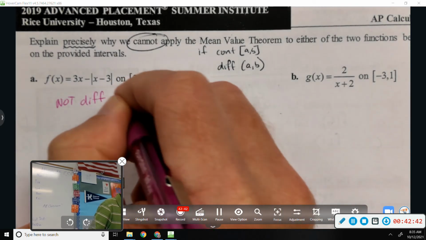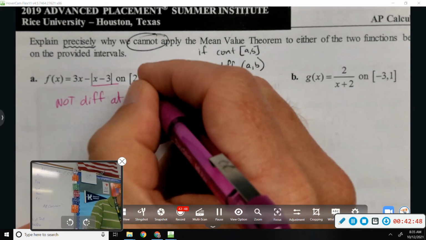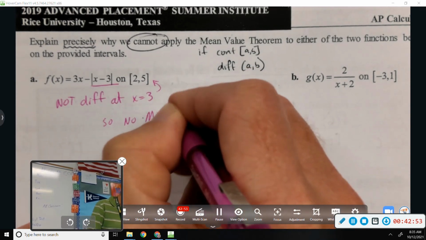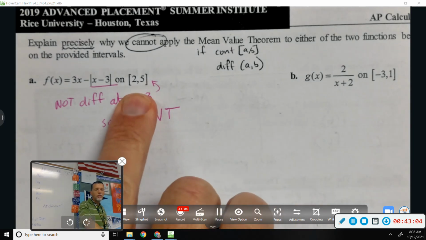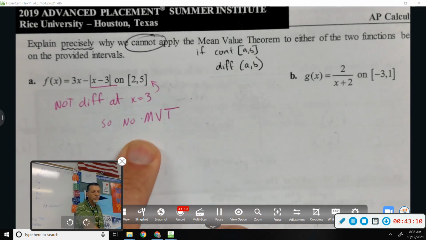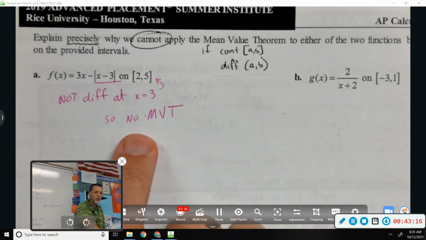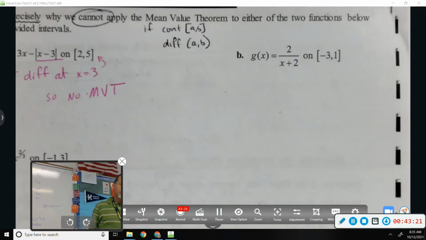Right. You got to give me the point. Not differentiable at x equals 3, the cusp, and 3 is on 2 to 5. So no MVT here. And that's all it wants for that one. Now, if this interval had been 4 to 7, could we use MVT? Yeah, because our cusp wouldn't be on the interval and we'd be okay. But this cusp is in that interval, so it doesn't work. Now, all of these are no's, so we just got to figure out, why is it a no?